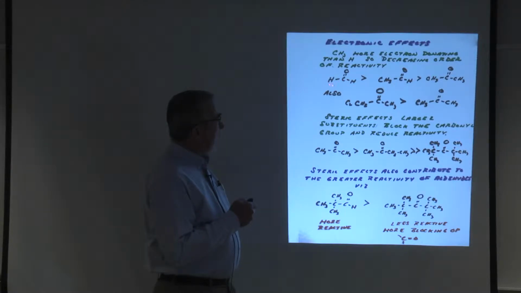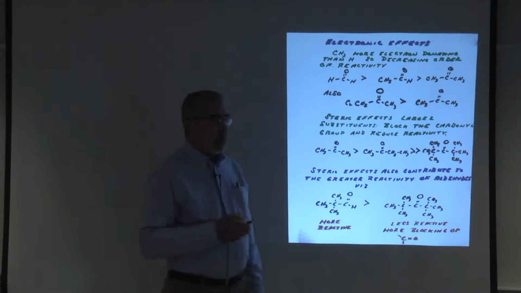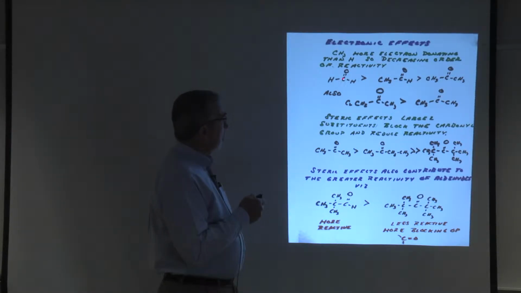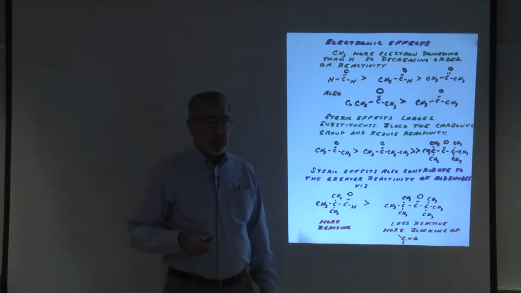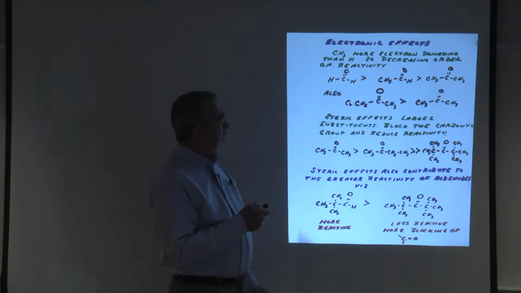Probably the most reactive of these aldehydes and ketones is this compound here. This is formaldehyde. You'll notice that we don't have any electron donating group attached here. The only things we've got are two hydrogens, which aren't really effective at donating electron density. So formaldehyde is quite reactive. In general, aldehydes are going to be more reactive than ketones because you don't have quite the steric bulk, and you have one less alkyl group donating electron density.